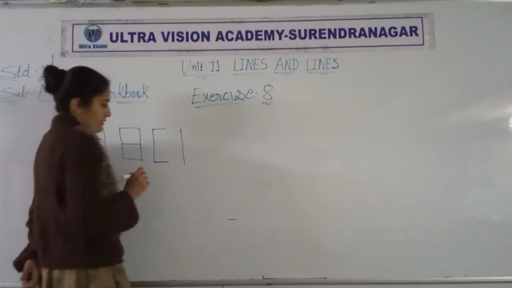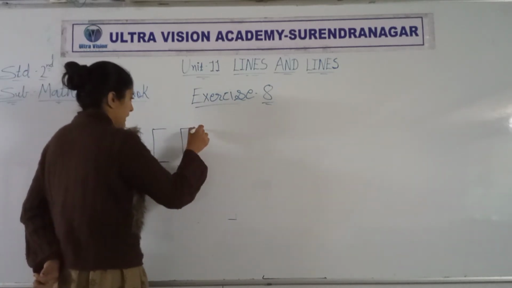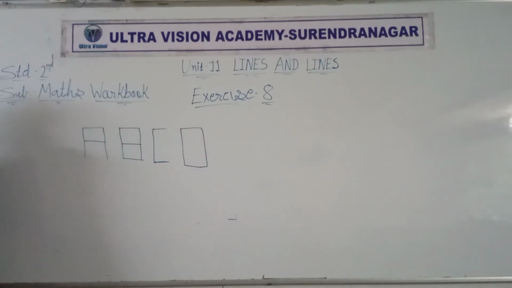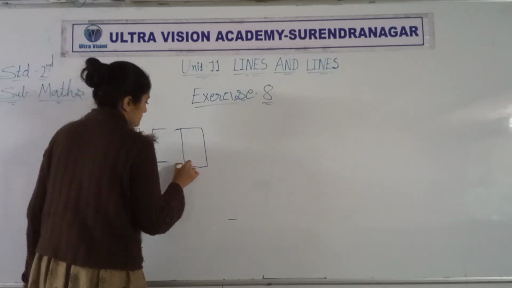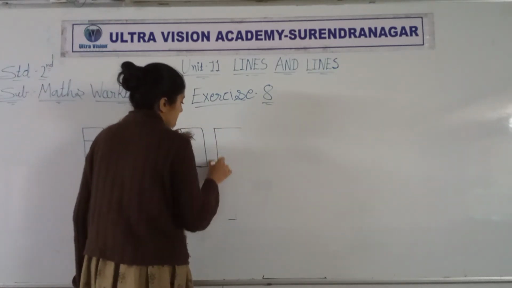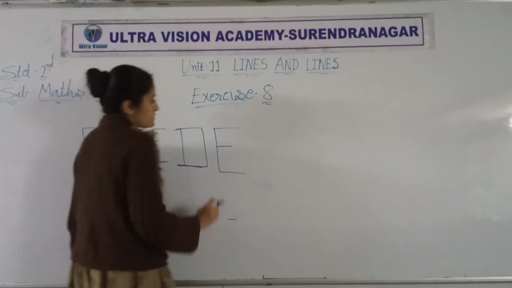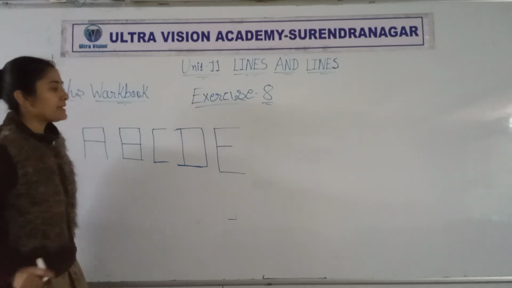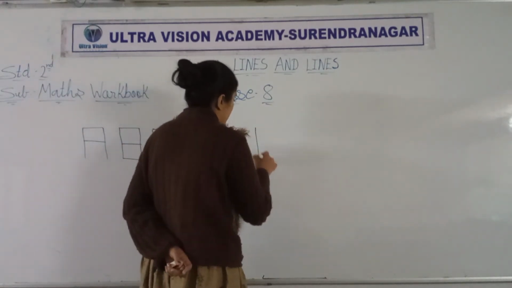Let's make a D with using a standing line, also sleeping line, and also standing lines. It's a D. Okay. Then again, let's make a E. We have to use here two big sleeping line, one middle sleeping line, and one standing line. It's E. E is a elephant.